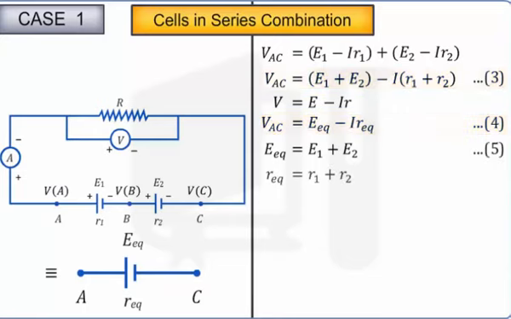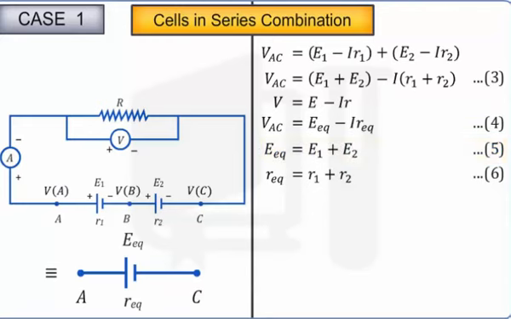Equation 5 is used to calculate the equivalent EMF of the series combination of two cells. Equation 6 is used to calculate the equivalent internal resistance of the series combination of two cells.